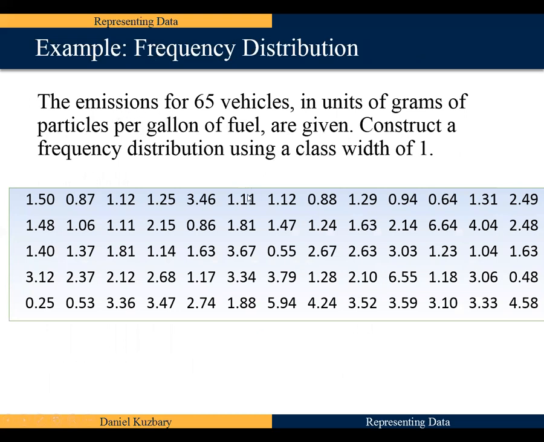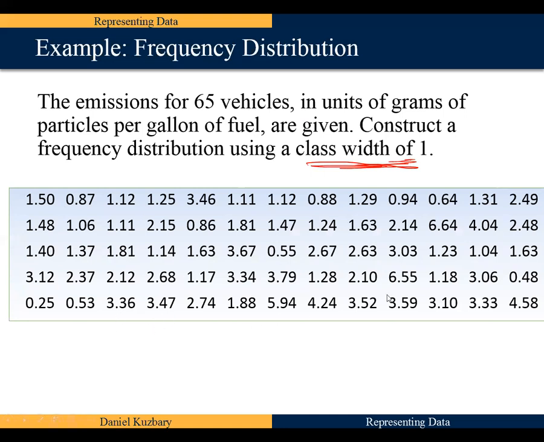So here's a data set, and I tried to make it look ugly because the point of these sections is to make ugly data sets look meaningful. So turn them into nice looking tables or nice looking graphs that can show you things. So this is a good example of a continuous data set because we've got decimals and we never run out of decimals, so this will be continuous. We've got the emissions of 65 vehicles in units of grams of particles per gallon of fuel, and we want to construct a frequency distribution using a class width of 1. So we don't have to decide the class width in this case. It's decided for us.